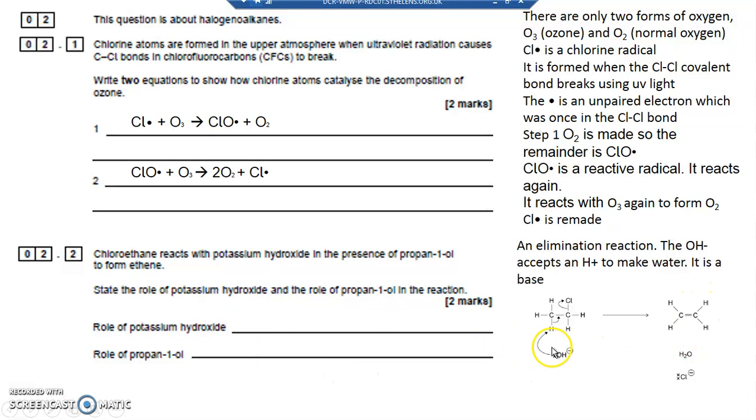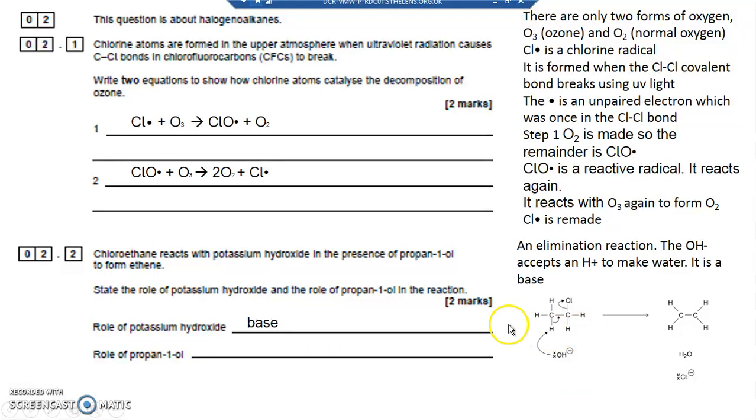The role of the potassium hydroxide. It's not a nucleophile. A nucleophile would attack that C, the C with a delta plus, and eliminate the Cl, and it would form ethanol. So it's not a nucleophile. If you have a look at it, OH minus becomes H2O. So it's gaining an H and it's losing the minus. It's actually gaining an H plus.